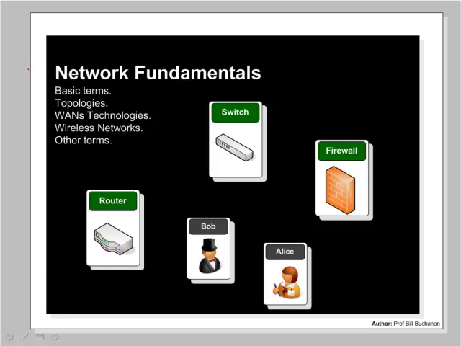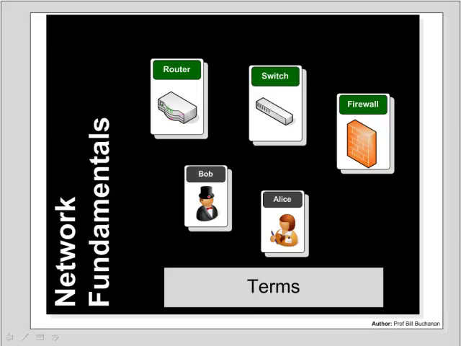This is a general introduction to some network fundamentals. So I'll have a look at some basic terms that we might use later on, some topologies for our networks, some wide area network topologies, wireless networks, and then some other terms.